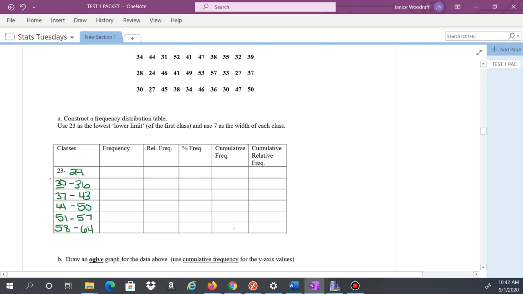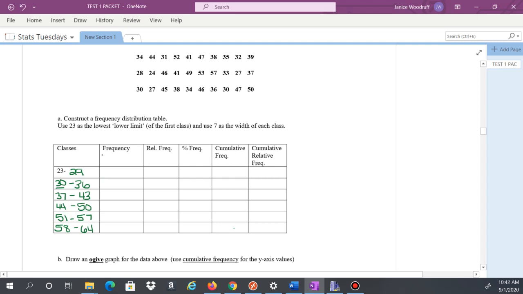Here you could do it one of two ways. I look at the lower limit of the second class, which is 30, so I just go one below 30, which would be 29. Then to keep going on this side, I could add 7 on this side as well. Or you could go to the next class, 37, and one below 37 is 36.